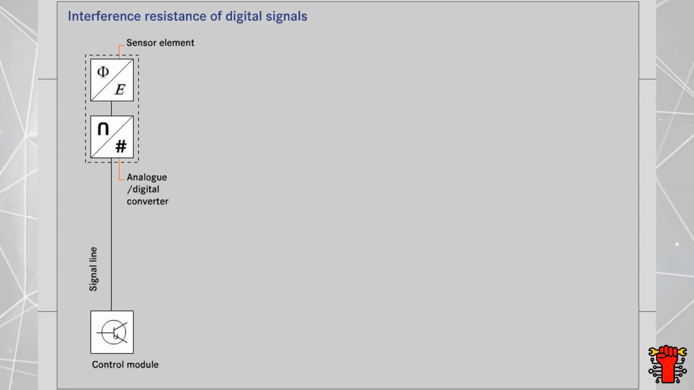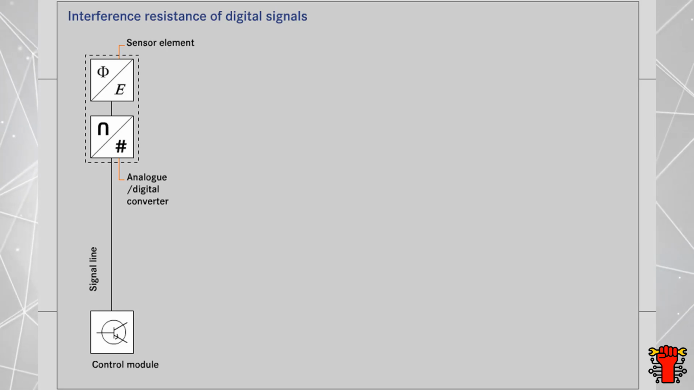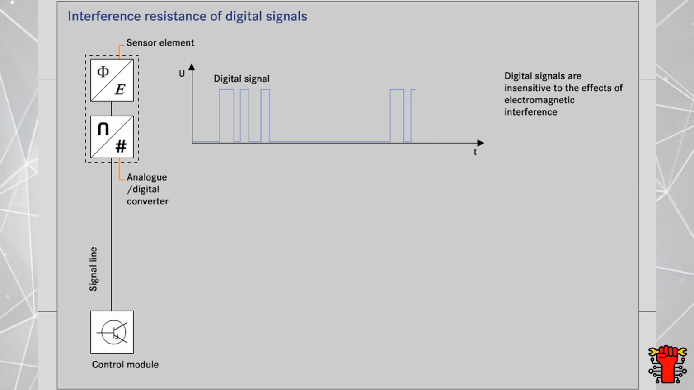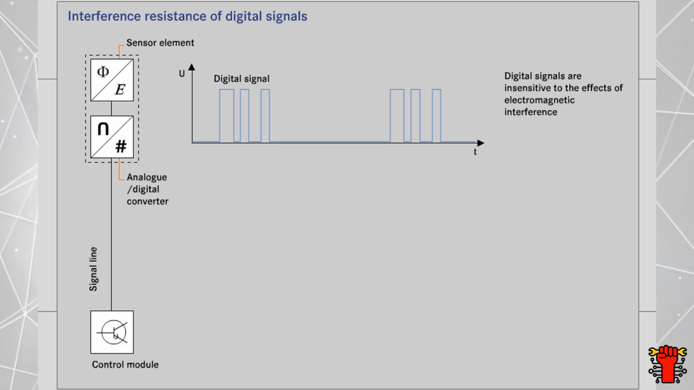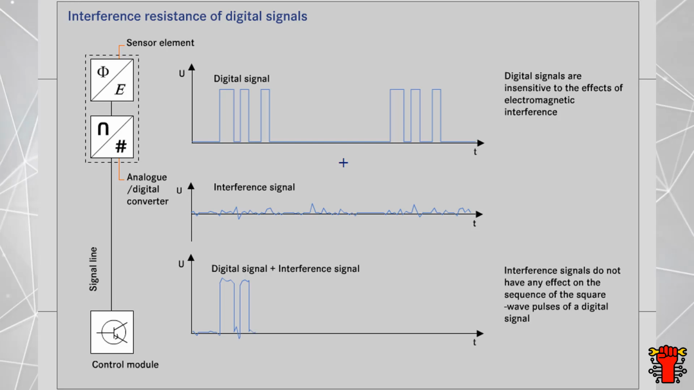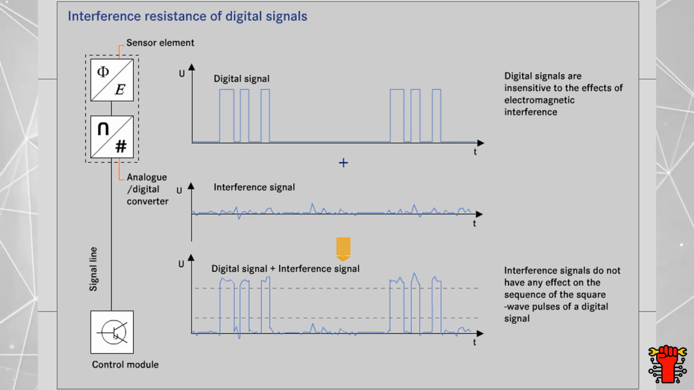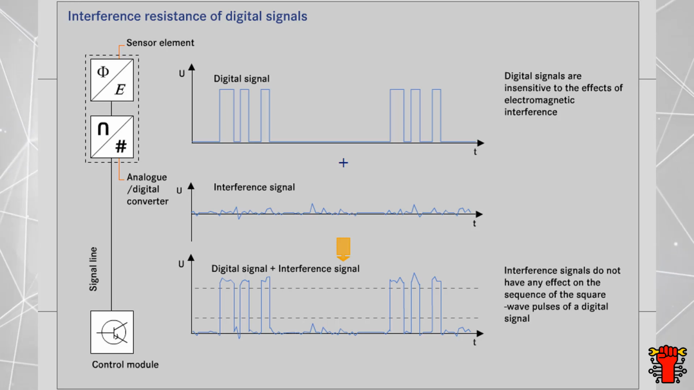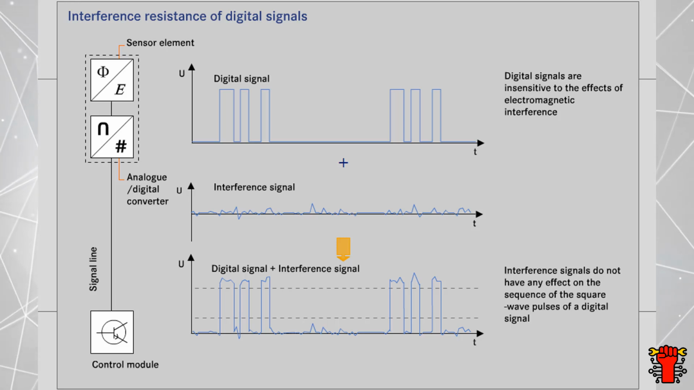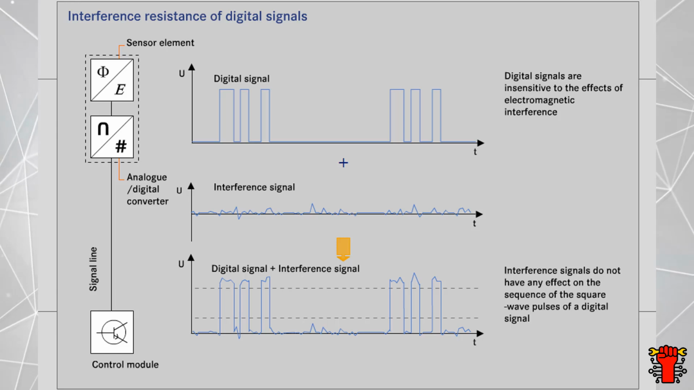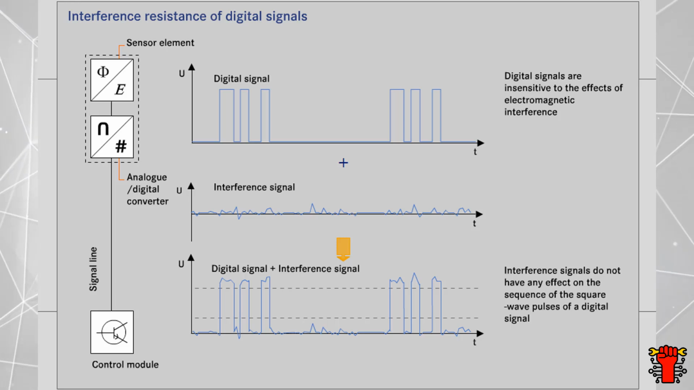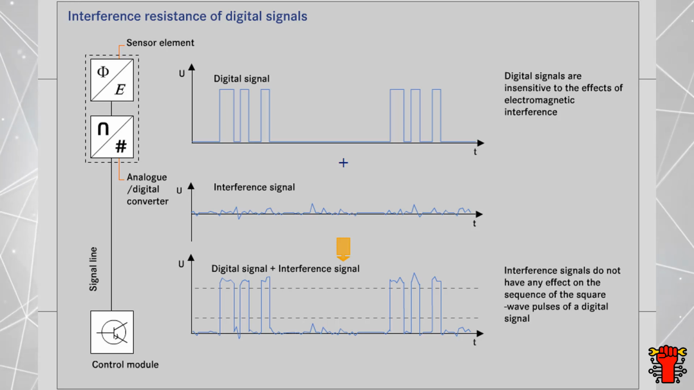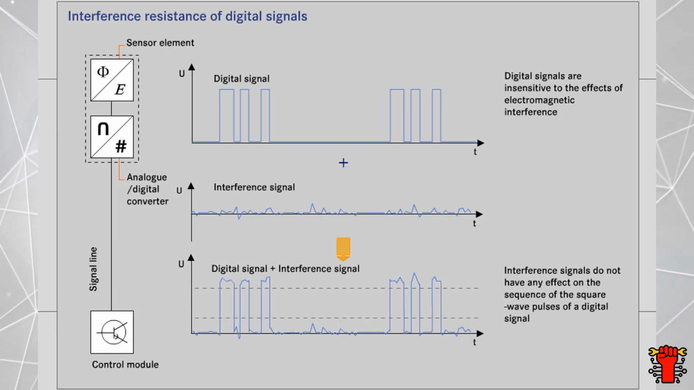In some cases, the signal is already digitized in the sensor. This has the advantage that the sensor signal is not affected by electromagnetic interference on the signal line. Provided the interference signals do not cause a switch from a high signal to a low signal, or vice versa, from a low signal to a high signal, then they will not alter this sequence and the information being transmitted will not be affected.